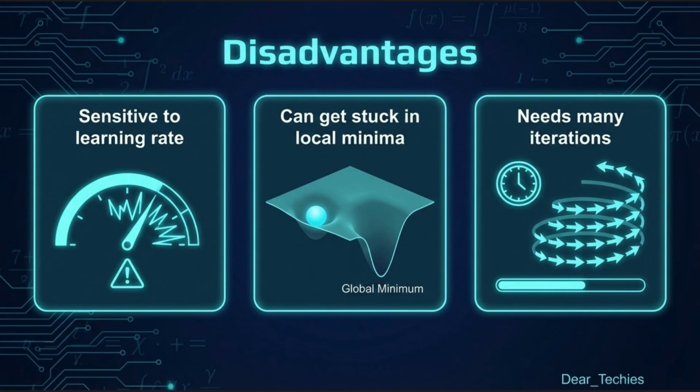Gradient descent has a few drawbacks. Choosing the right learning rate is tricky. The algorithm can sometimes get stuck in a local minimum, especially in complex models. And it requires many updates or iterations to reach the best solution.